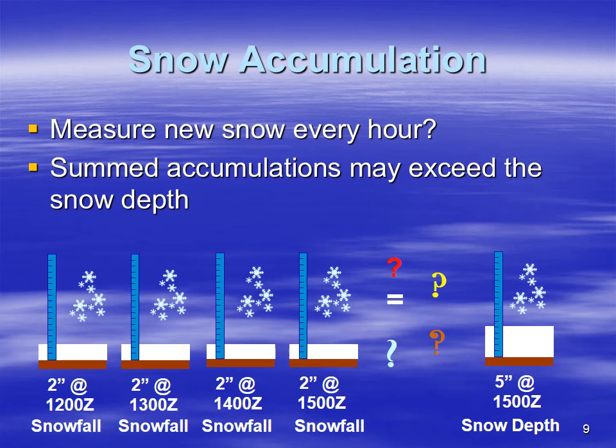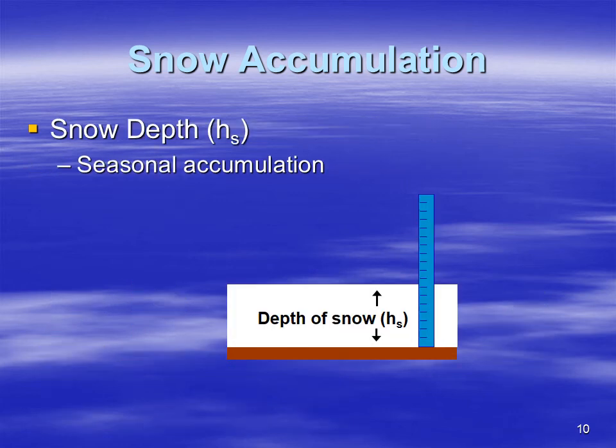The reason for that, of course, is melting, or the compaction of the snow and the increase in the snow density. So snowfall and snow depth typically don't jive. In other words, you have to measure them independently and separately. As I mentioned, snow depth is more or less the seasonal accumulation. It's how much snow is on the ground at any particular day. And these are measured in meters.